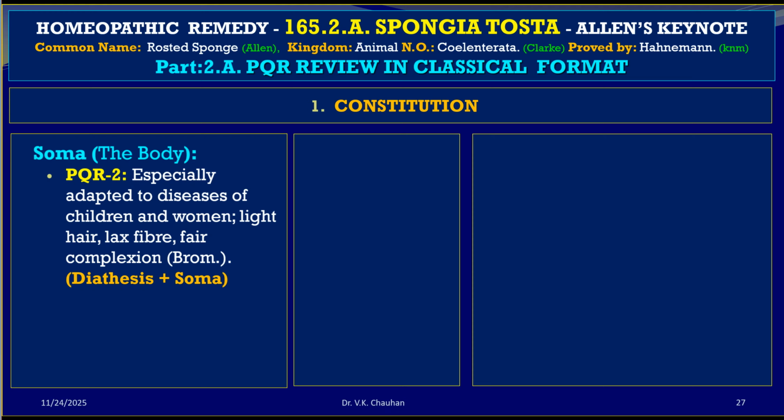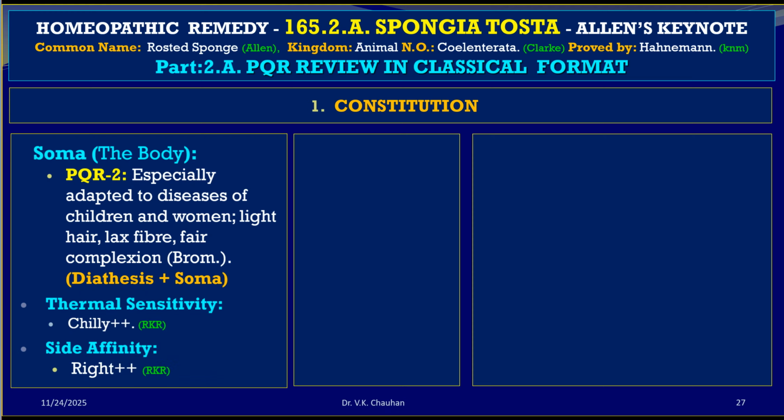And what kind of physical attributes do they have? They have light hair, lax fiber, fair complexion, similar to Bromium. So this is adapted to diseases of children. It tells us the hidden indisposition, weakness, diathesis. These few words tell us diathesis and somatic attributes: who is the person and what is his weakness? Thermal sensitivity: please remember, this patient is chilly, 2 plus chilly according to Reverse Kent repertory. And side affinity: it is a right-sided remedy. In the generalities section of Kent's Reverse Repertory, you will find it has been assigned second grade.